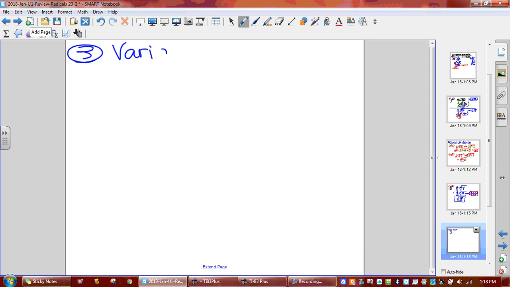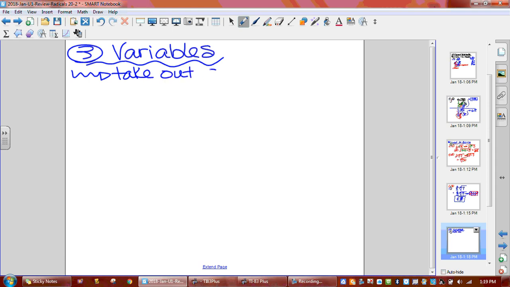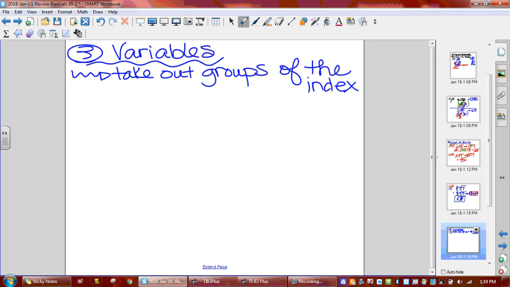So if we deal with variables as part of our radicand or as part of our coefficient, we have to remember that you take out groups of the index. That's the main important point, is when we're reducing them, taking them from entire to mixed, we want to divide out the grouping of the index. So we break the variables down into groups of the index. So let's do an example of that so you know what I'm talking about.